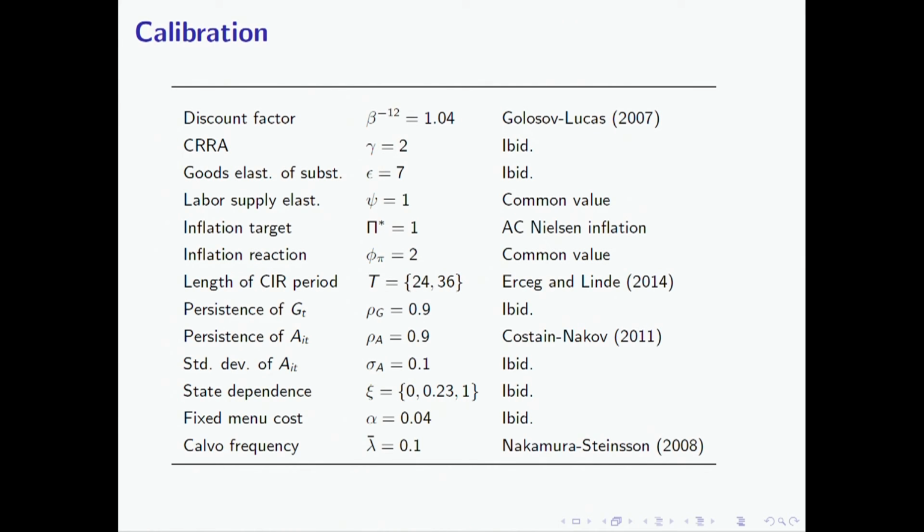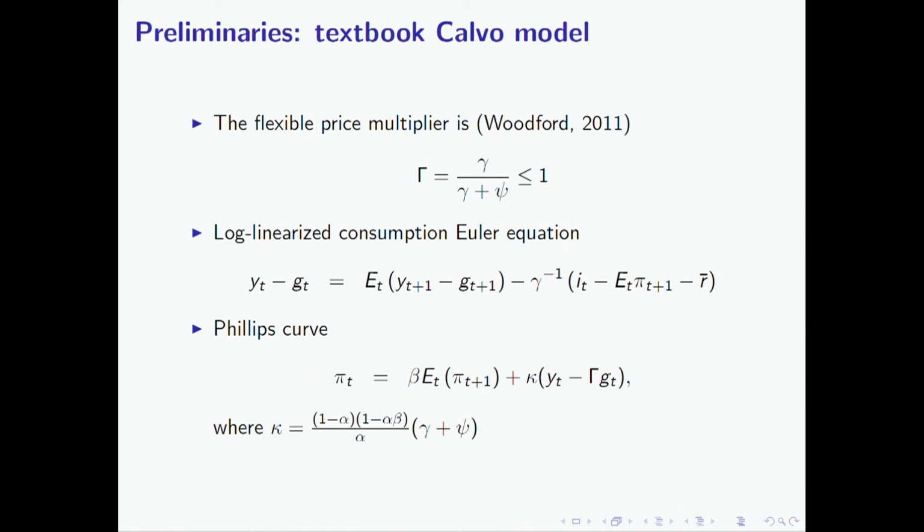Just some preliminaries before going to the main result. It can be shown that in this model, the government spending multiplier under flexible prices is always less than 1, bounded above by 1. It's just equal to this ratio of intertemporal elasticity of substitution and the inverse Frisch elasticity of labor. And this will be our benchmark. So a multiplier of less than 1 will be close to the flexible price benchmark, and a multiplier above 1 will be the one that we obtain with constant interest rates.